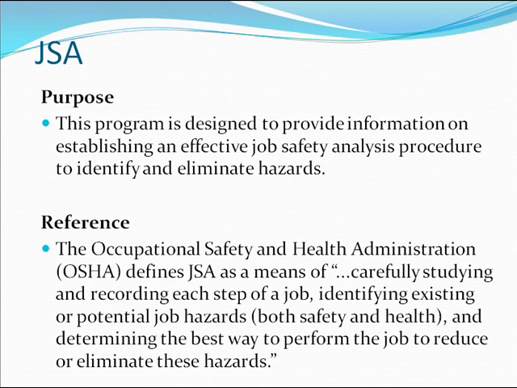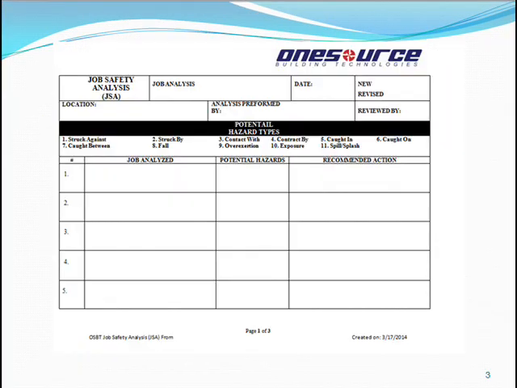Reference: the Occupational Safety and Health Administration, OSHA, defines JSA as a means of carefully studying and recording each step of the job, identifying existing or potential job hazards, both safety and health, and determining the best way to perform the job to reduce or eliminate these hazards. Please take a moment to review the JSA form.